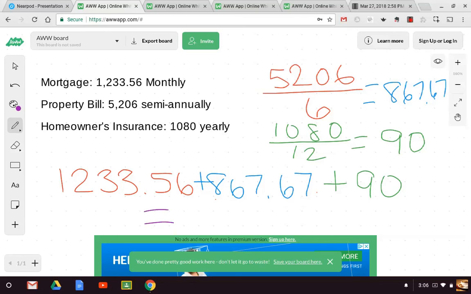We add those all up, and that tells us that each month the Macklins are going to have to pay $2,191.23 to the National Trust Company Bank.